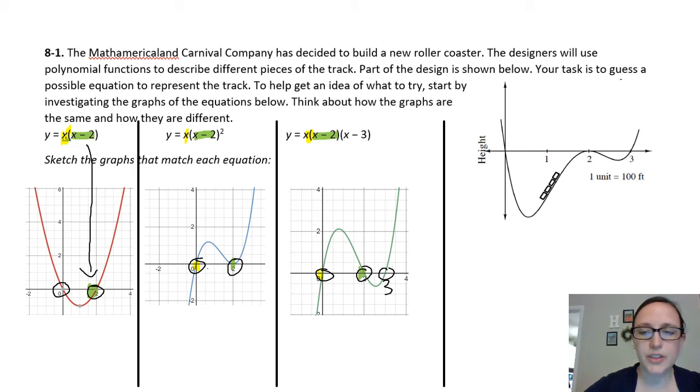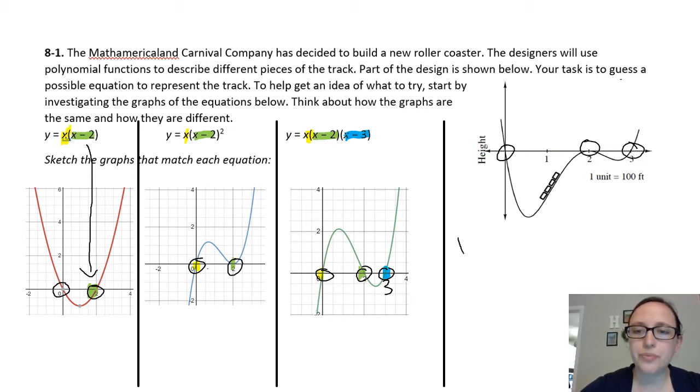You see how in this third one, there is a third factor of x minus 3. So we see x minus 3 in the graph as an x-intercept at 3. Then for predicting the equation of the graph at the right, we're going to use the x-intercepts shown on that graph. So 0, 2, and 3.